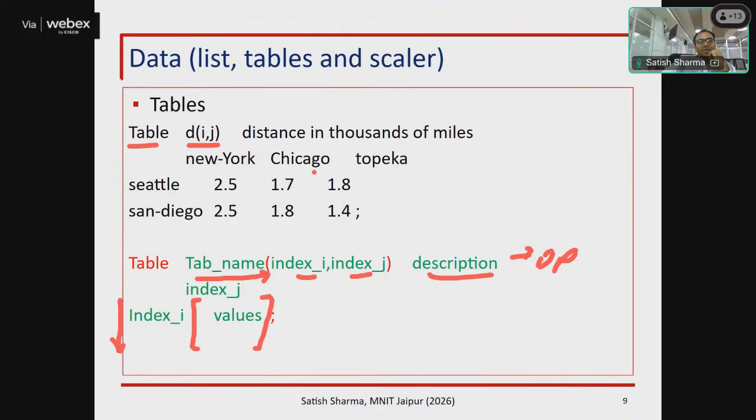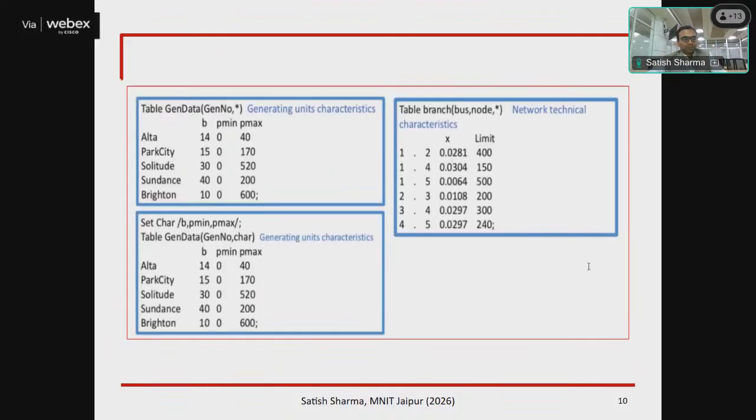We can define it like d(i,j), and then this is nothing but the description, thousands of miles. Okay, then i moves here, so it is Seattle and San Diego, and j moves in this particular direction, which is New York, Chicago, and Topeka. And let's say these are the distances between these cities. Okay, so in miles, this is how we define the table. So, two-dimensional data entries.